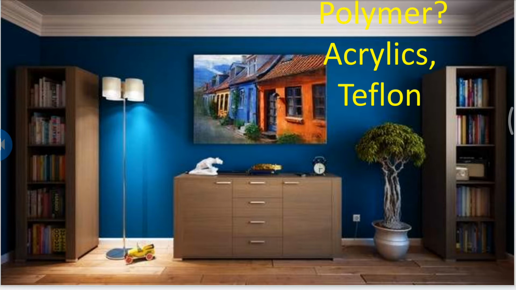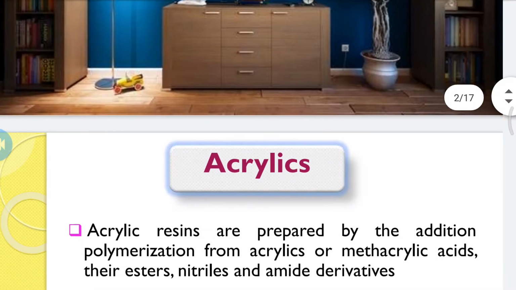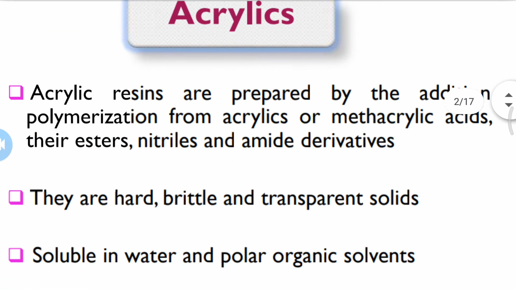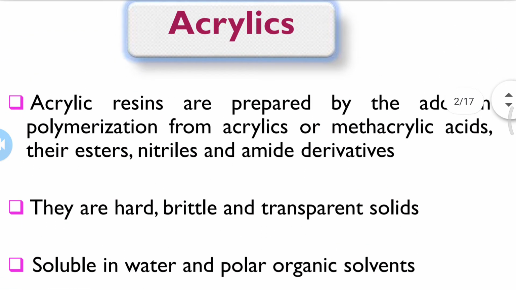decoration purposes. Okay, so acrylic resins are manufactured by addition polymerization of acrylic or methacrylic acid esters, their nitriles, amide derivatives, etc. So acrylic resins are prepared by addition polymerization from acrylic acid or acrylic ester, methacrylic acid and their esters, nitriles and amide derivatives used for acrylic polymer synthesis.